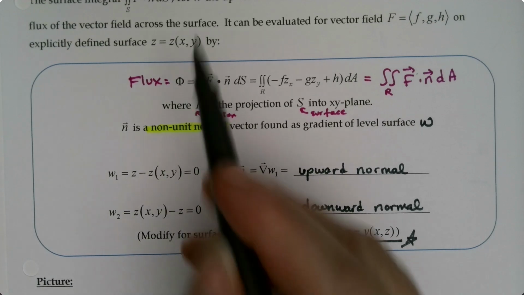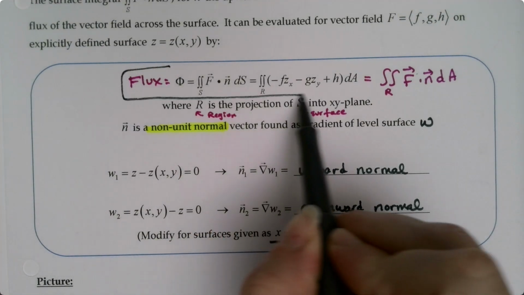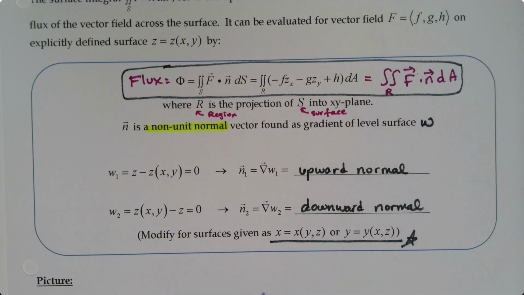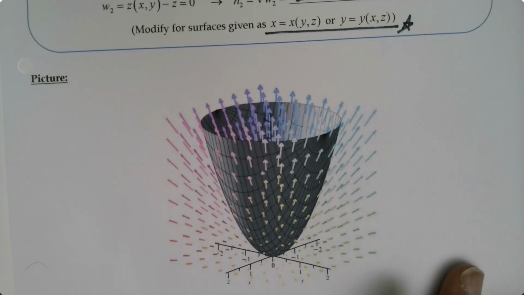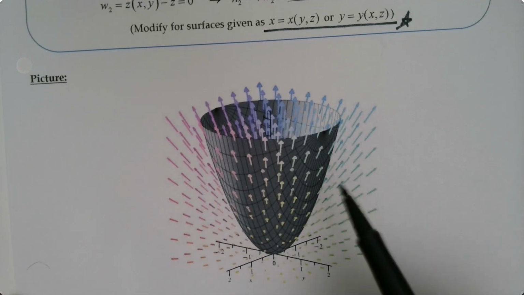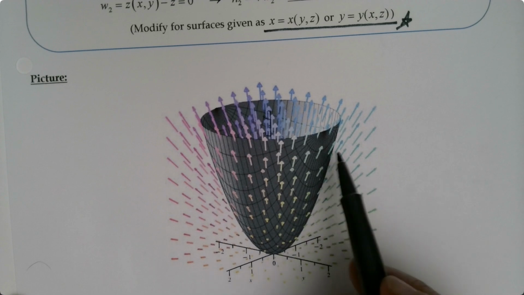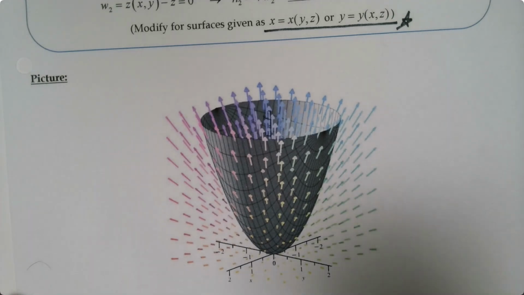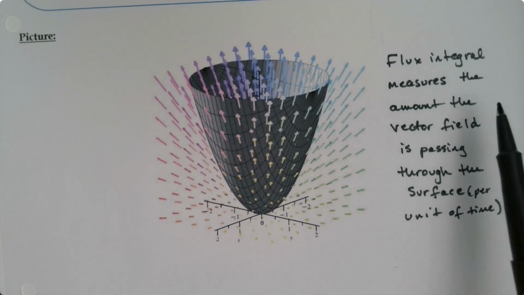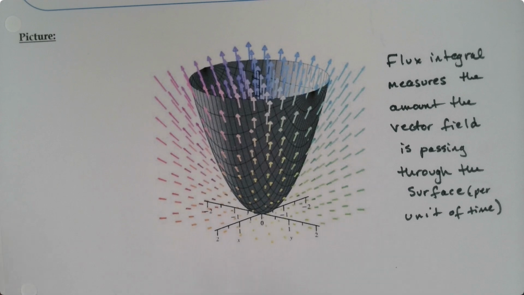So this integral right here, all of this up at the top, will find our flux. Now, just to get a picture of what's happening before we head off to an example: you have some surface sitting in a vector field, and what you're trying to do is measure how much the vector field is pushing upwards through the surface. Or you could do downwards through the surface. The one I've drawn in particular is very useful for upwards. So the flux integral is going to measure the amount that the vector field is passing through that surface.